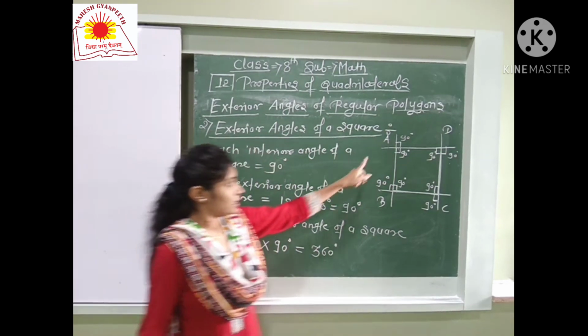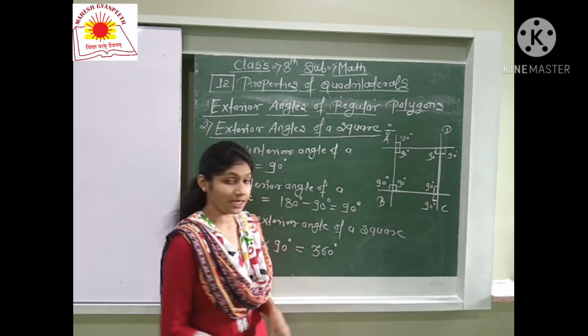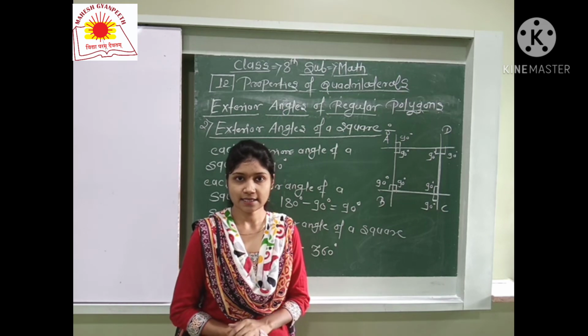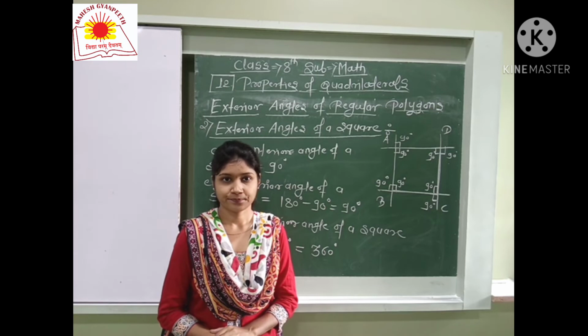So the sum of the exterior angles of a square is what? 360 degree. Understand, students? You have to mention it in your notebook. Okay.